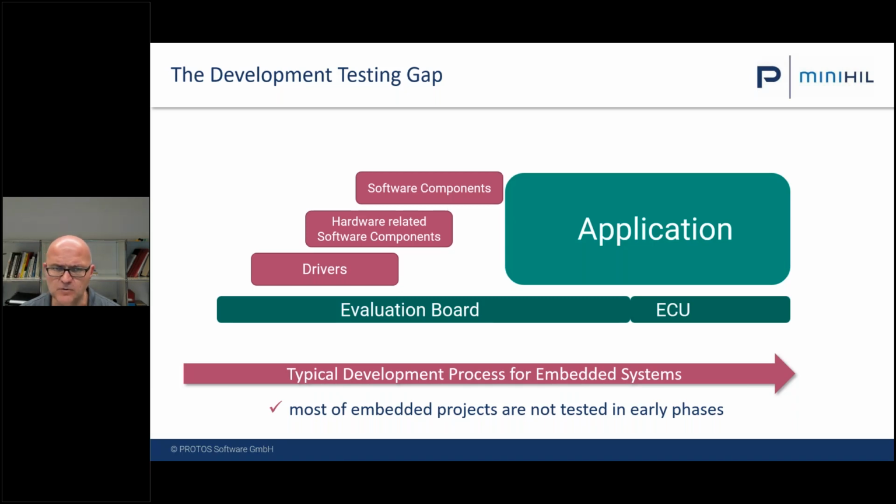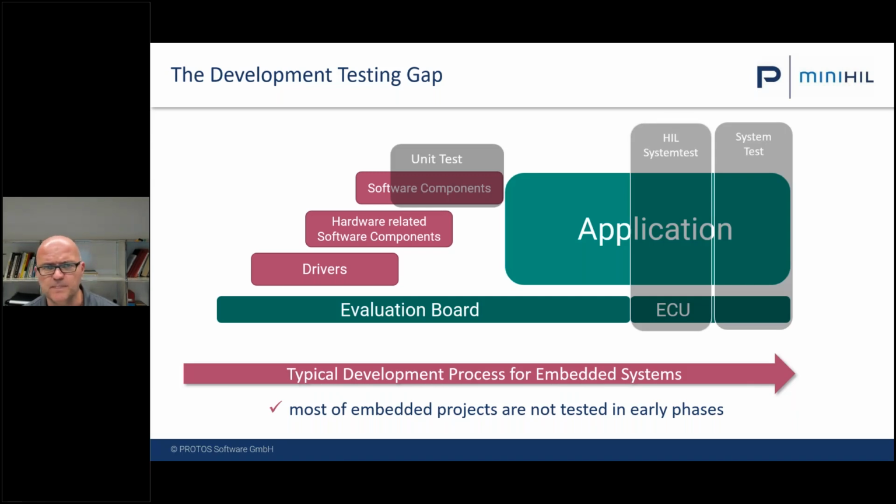And the normal places where most projects test their applications are here. So in the early phases, usually only unit tests are run because they can be run only as software tests. They are relatively cheap, and they are good to automate. So you can start there, of course, and that's a good idea, but it's not sufficient because it's really hard to test the drivers and the hardware-related software components. For example, a motor control is really hard to test with a unit test.